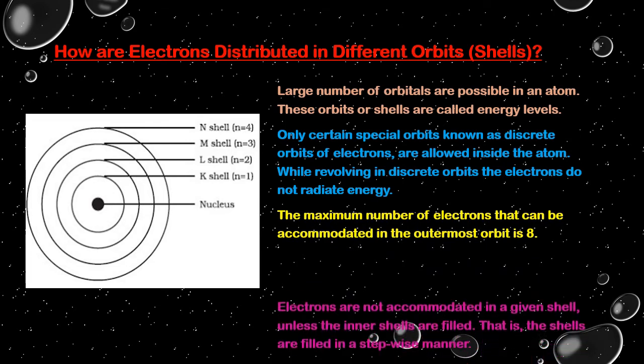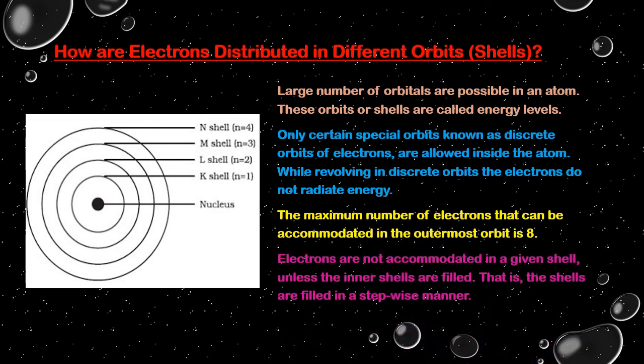The maximum number of electrons that can be accommodated in the outermost orbit is 8. Electrons are not accommodated in a given shell unless the inner shells are filled. That is, the shells are filled in a stepwise manner.